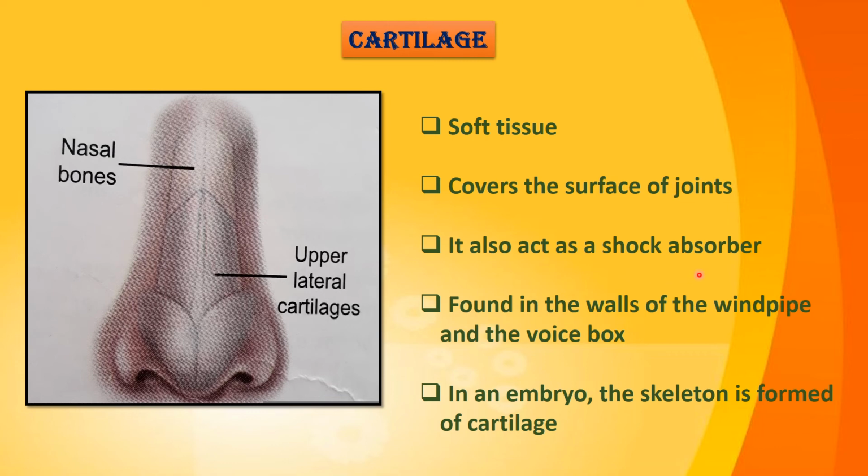It forms part of the structure of the skeleton in the ribs. It is also found in the walls of the windpipe and the voice box, where it provides support and shape. In an embryo, the skeleton is formed of cartilage, which is gradually replaced by bone as the embryo grows.